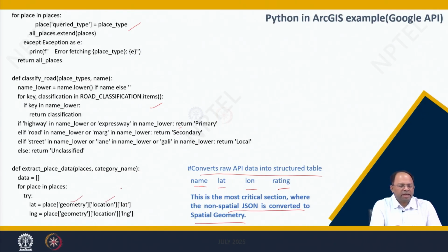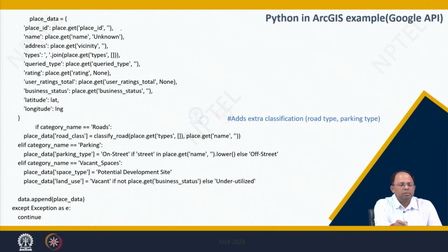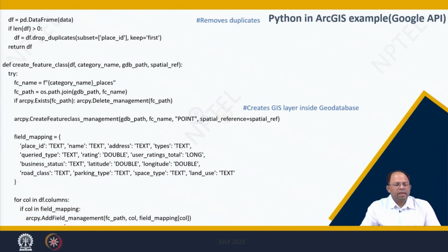Over here we are extracting the latitude and longitude of those particular areas. We are also doing extra classification, road type and parking type, depending on what we are getting. After that, we remove duplicates, and finally we create the GIS layer inside the geodatabase.